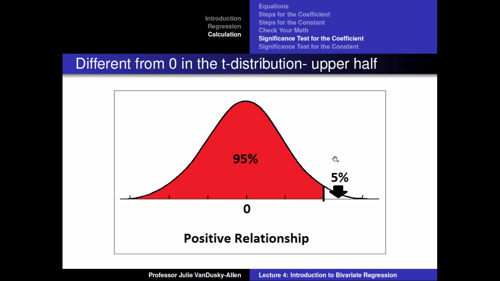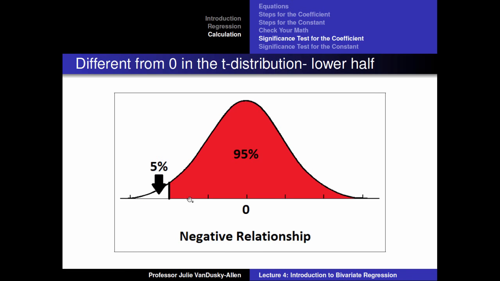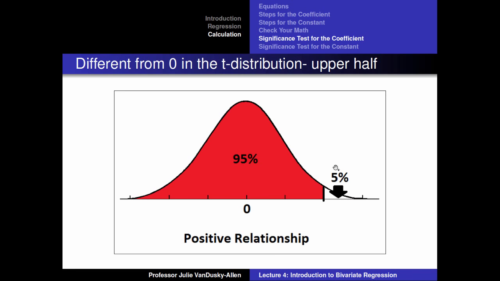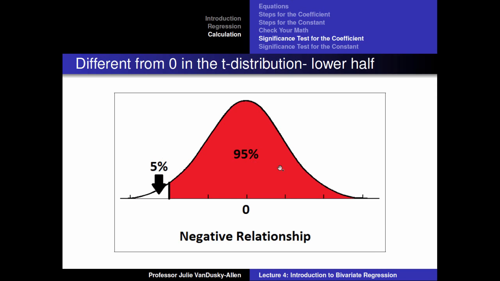Once the t-score gets somewhere between 1.6 standard units above or below the mean of 0, about here, that is unusual. There aren't many t-scores this big. Only about 5% of the t-scores fall beyond this point or this point.